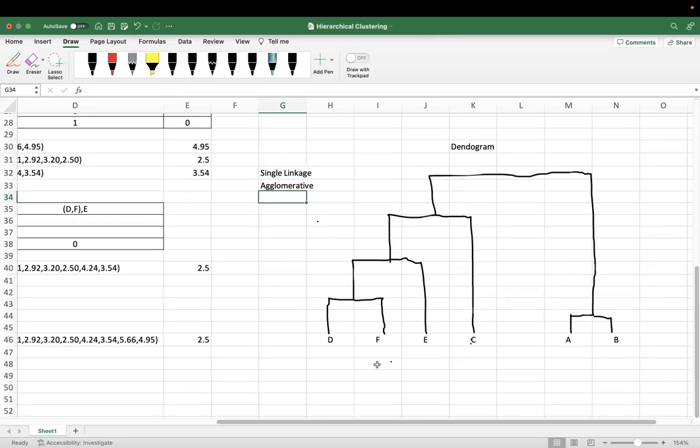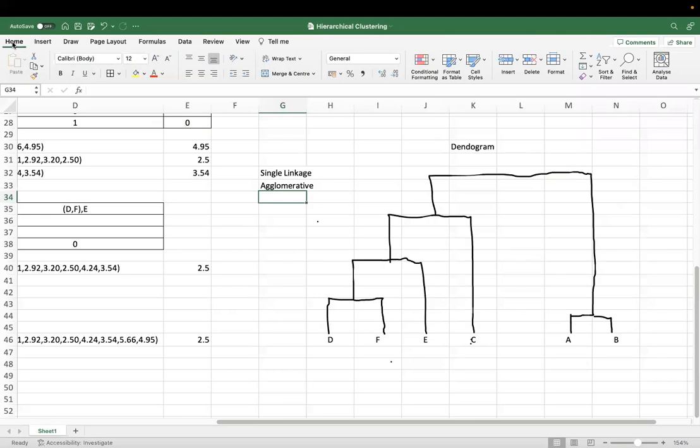So there are two clusters. This whole thing is one cluster. A and B is in one cluster. How many clusters did it form? Two. A and B as one cluster, and this D, F, E, C in one. So total clusters formed is 2. So this is the methodology used in hierarchical clustering based on the Euclidean distance method.